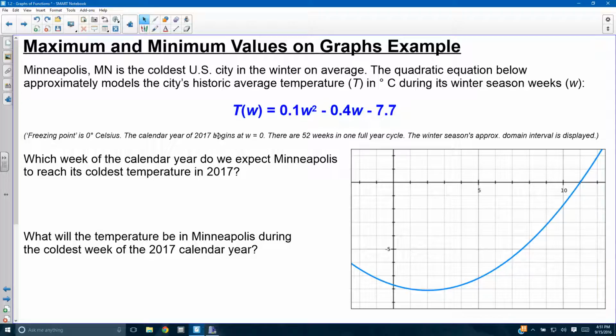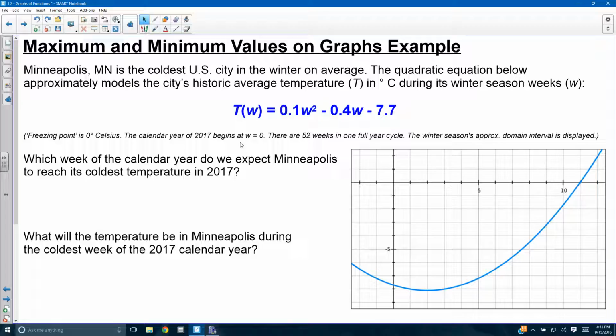The calendar year of 2017 begins at week 0. So right here's the expected average temperature at week 0 on January 1st. There are 52 weeks in one full year cycle. The winter season's approximate domain interval is displayed. So this is maybe December 21st area, and this might be about March 21st area, something like that. So here's the winter season, graphed by this function.